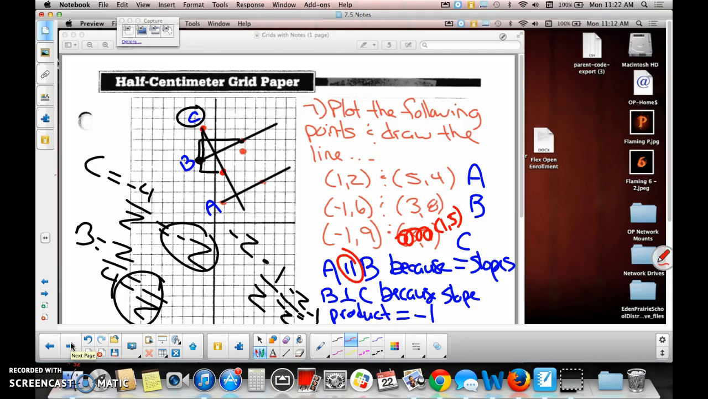I have one more question. What does this mean? Perpendicular. What does this mean? Parallel. What does this mean? Perpendicular. Any questions?